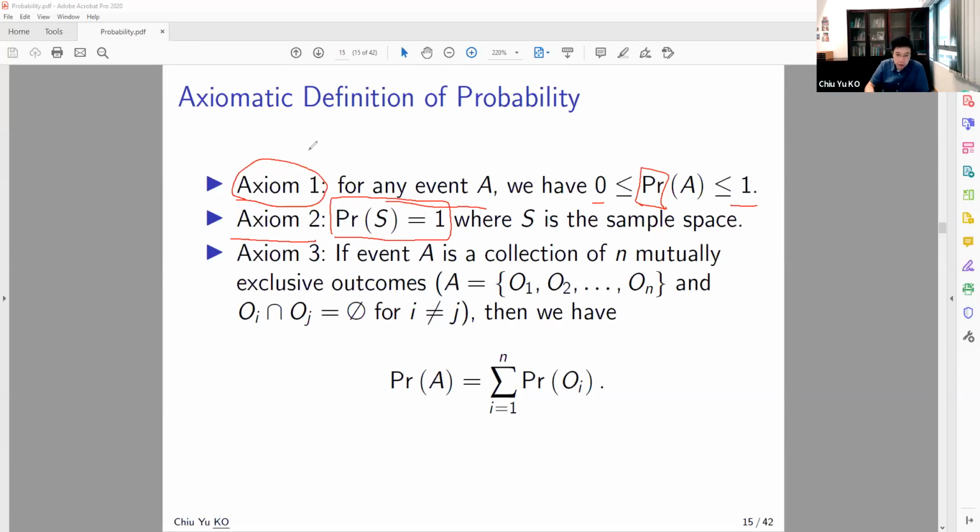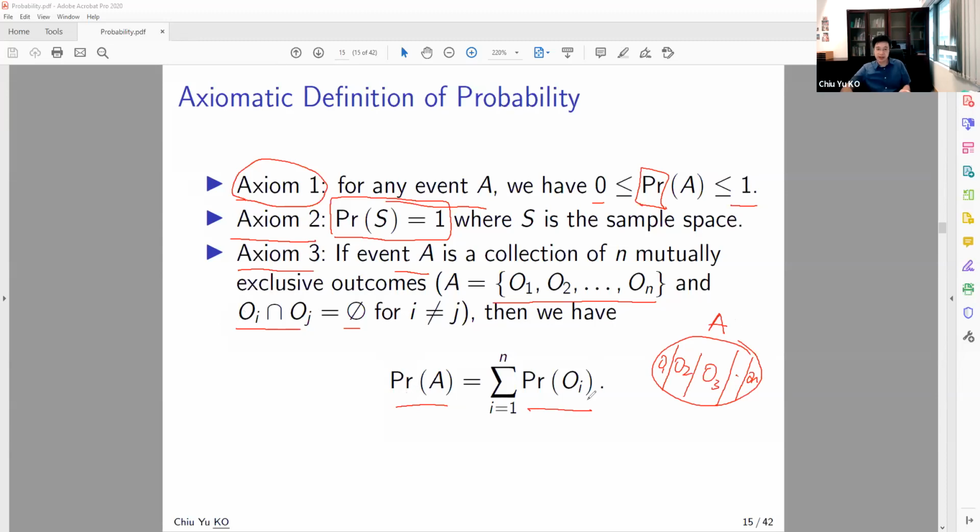The third one says the following. Consider any event A, and A is a combination of n mutually exclusive outcomes. A can be written as O1 up to On, and any two of them have no intersection. So basically it is a partition: A is O1, O2, O3, up to On, with no overlapping. When there is no overlapping, the probability of the event will be the sum of the respective outcomes. These are the 3 main assumptions we make on probability, and based on them we can derive many things.